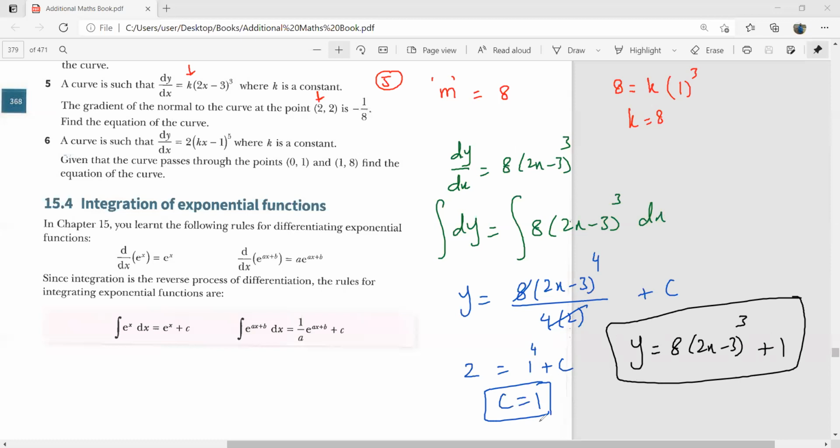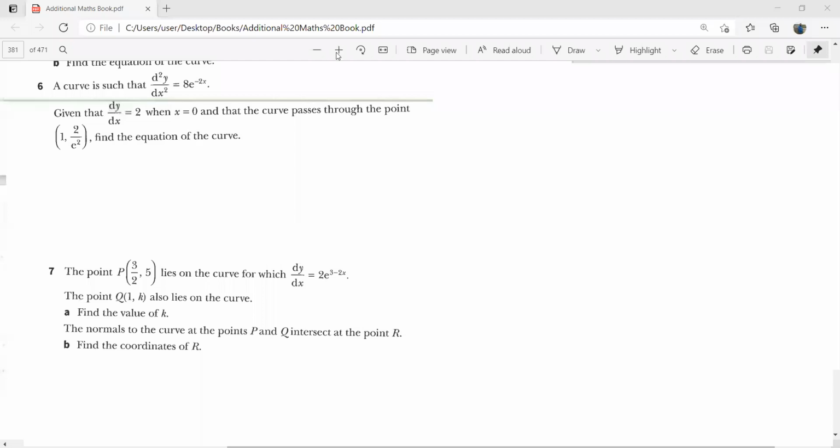Okay, let me see one more question, maybe from exponential or the logarithmic ones. As I look at this question number 6, I believe you people can do it yourself, because here it is given to you d2y by dx square is equal to 8 e raised to power minus 2x. It says given that dy by dx is equal to 2 when x is 0, and the curve passes through the point, find the equation of the curve.